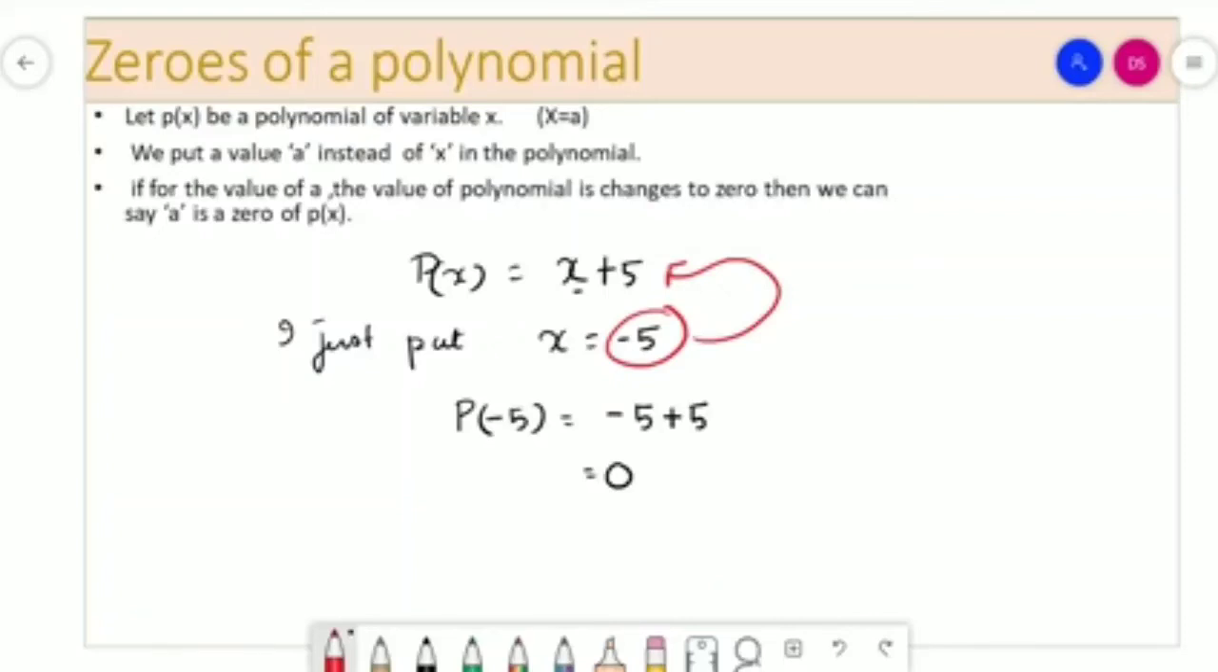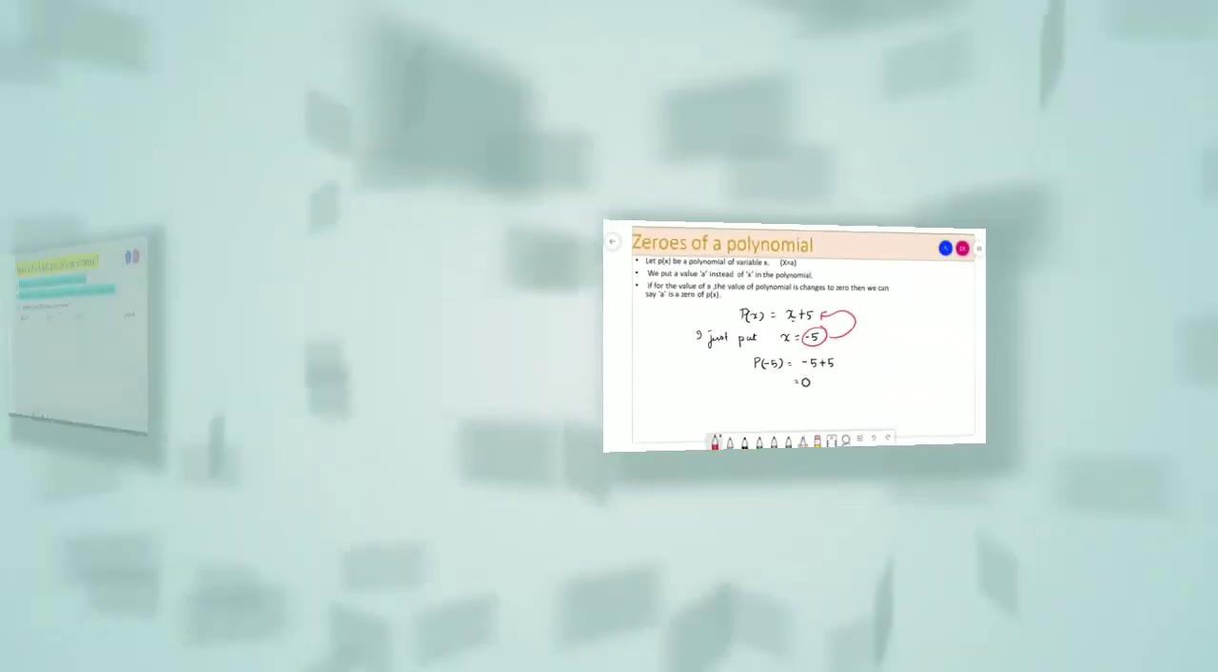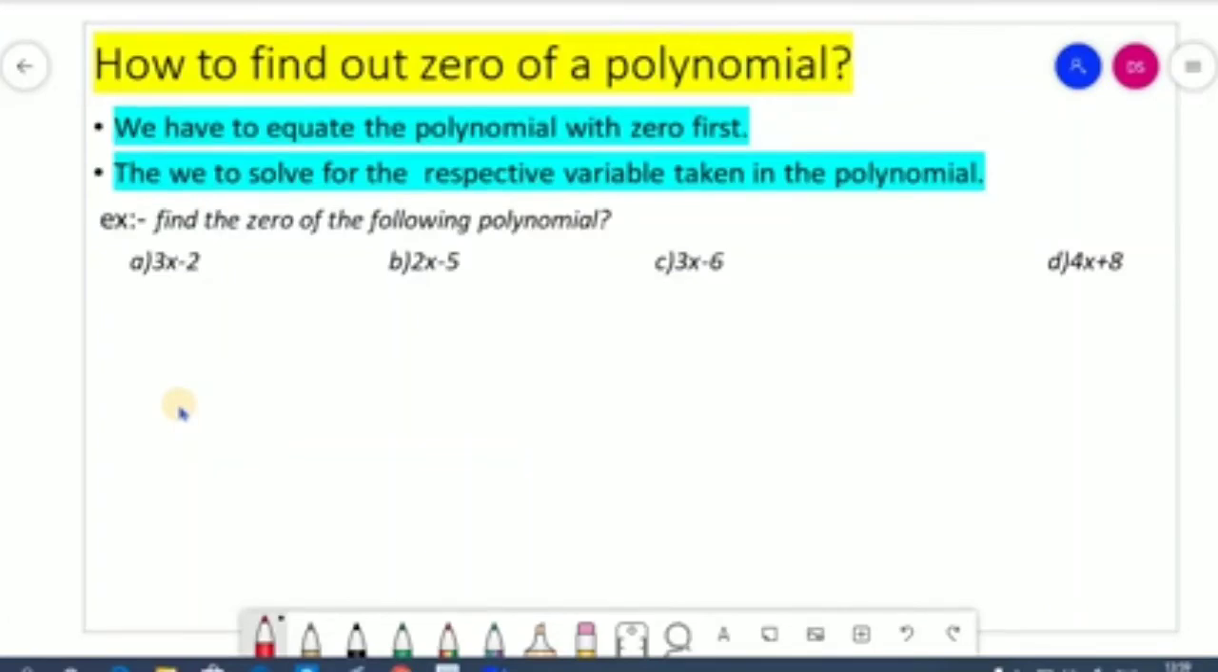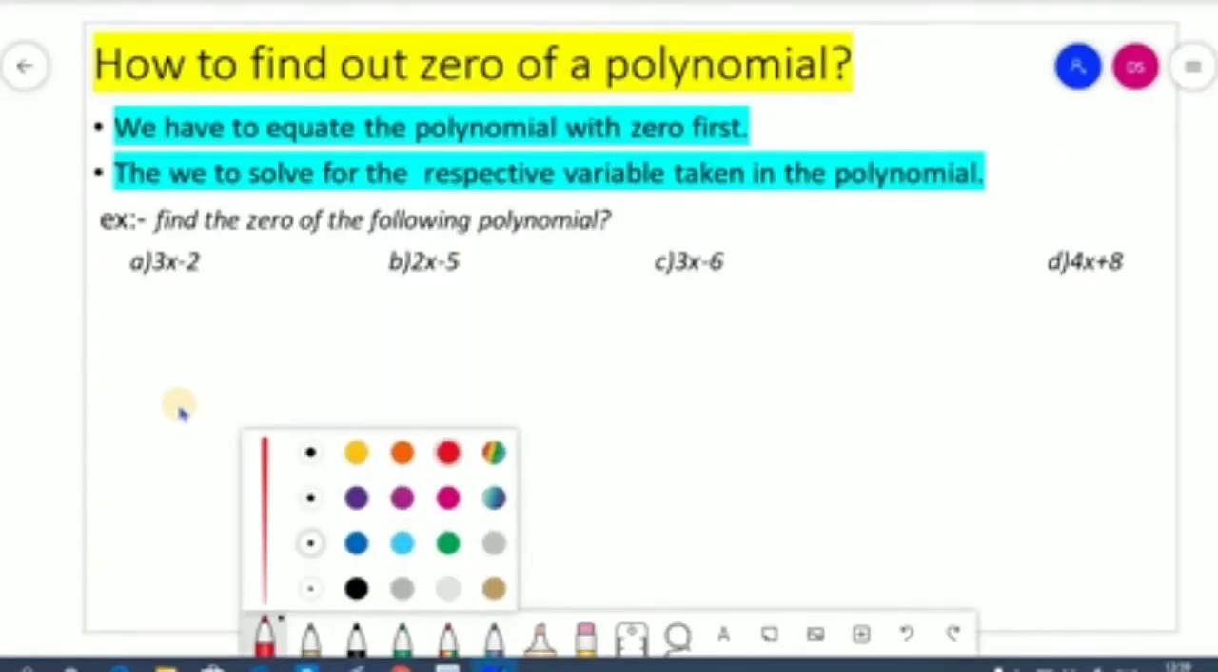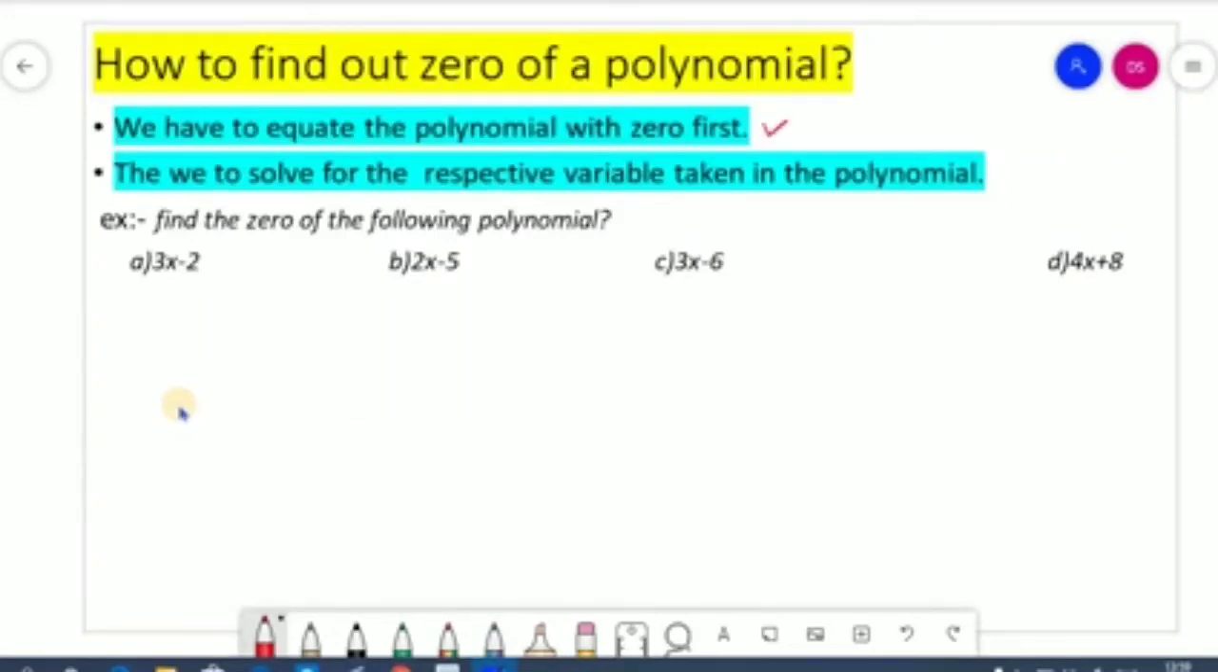Next we will discuss how to find out the zeros of polynomial. Here we discuss the technique to find out the zeros of polynomial. Now look at the first technique, first step of the technique. You see, we have to equate the polynomial with 0 first. Okay, now the second step was we have to solve for the respective variable taken in the polynomial.